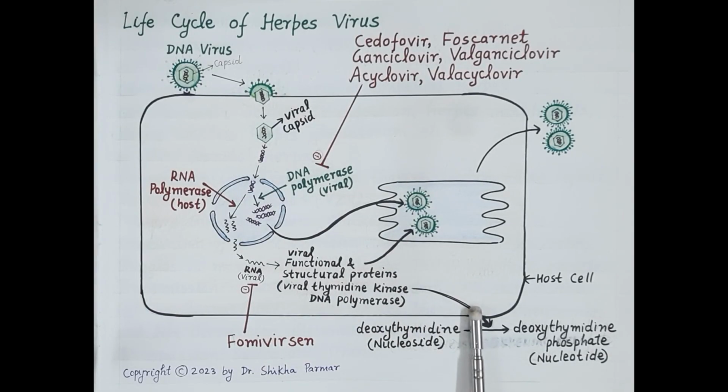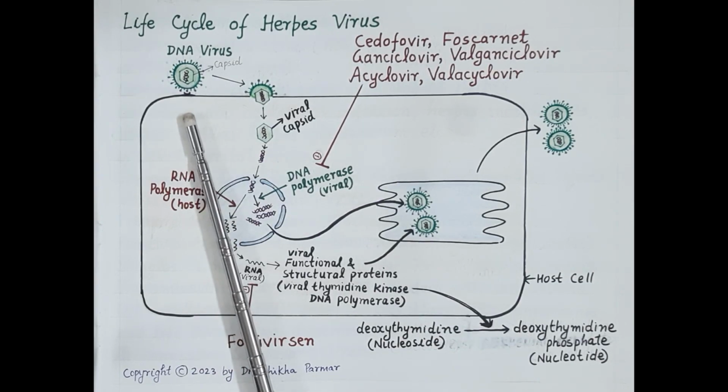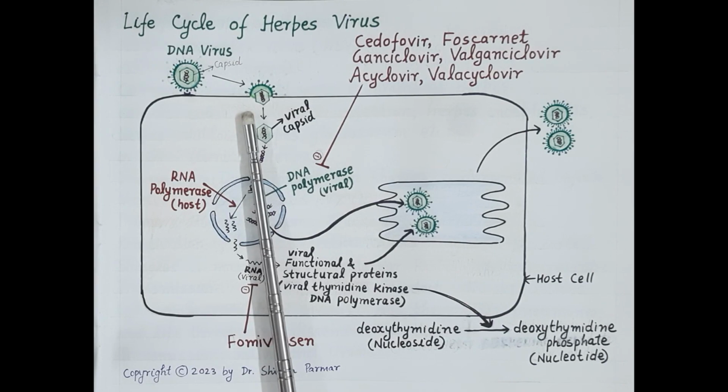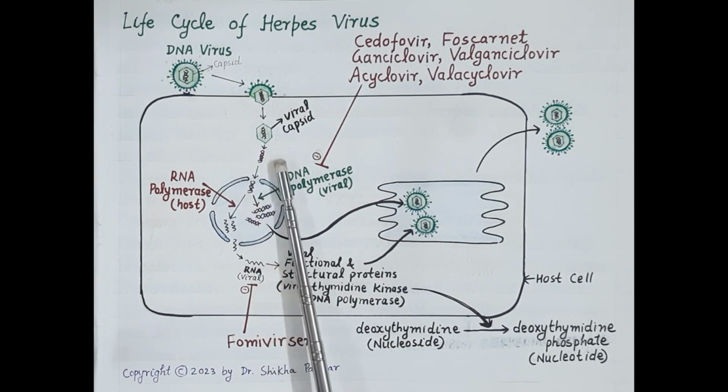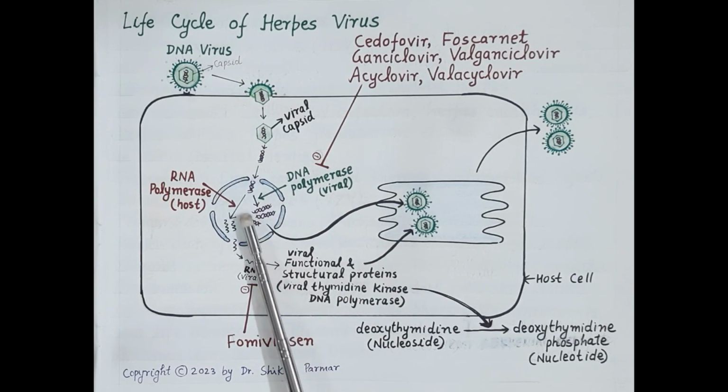Now, this chart explains life cycle of herpes virus. So, look at this cell. This is the host cell or the human cell that is infected with the herpes virus. Now, this is the DNA virus. Now, DNA virus binds to the host cell and viral capsid enters the host cytoplasm. Capsid releases viral DNA and this viral DNA is then transported to the host cell nucleus.